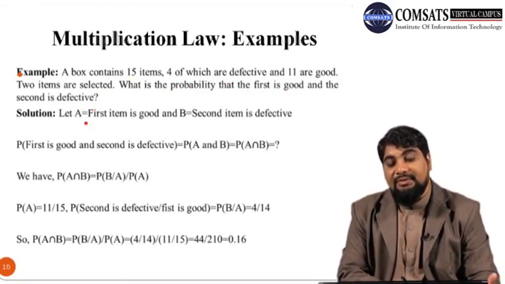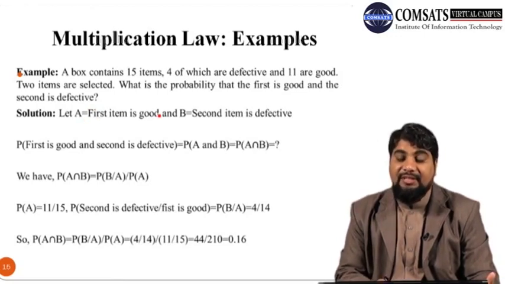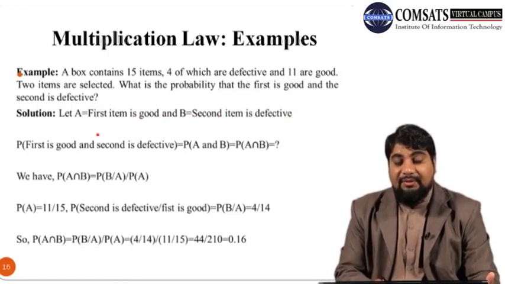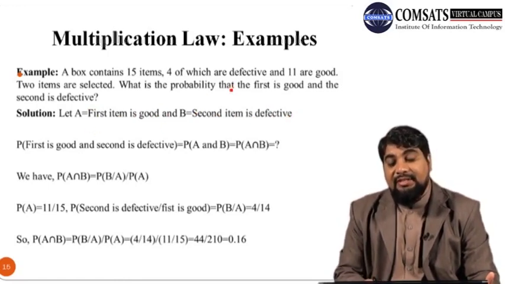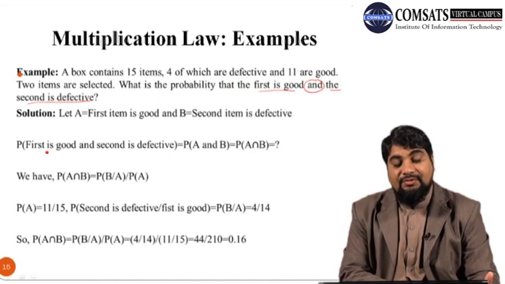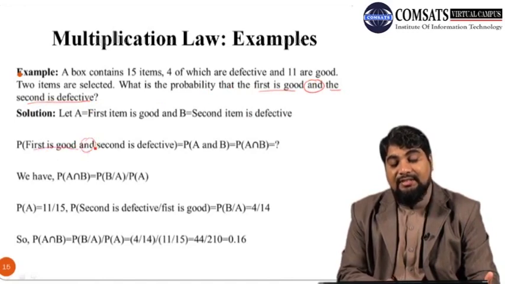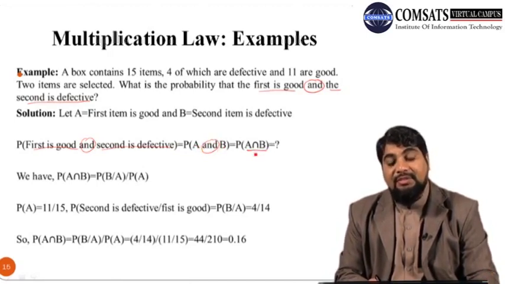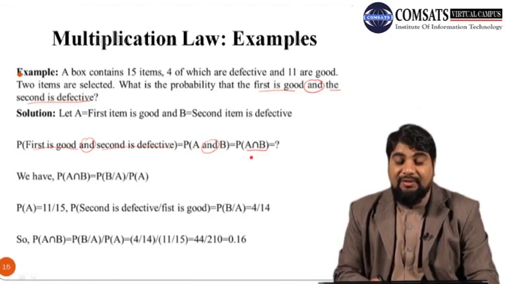So let us define the two events. Event A: first item is good, and event B: second item is defective. So we want to find the probability that first is good and second is defective. And mean intersection. So A and B mean A intersection B.